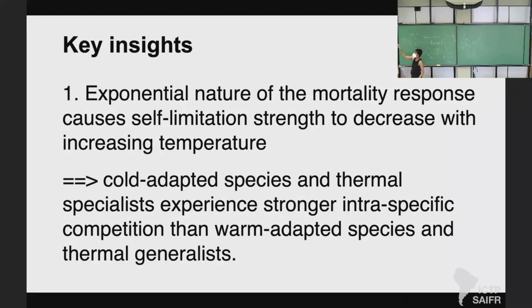This is universally true. The exponential nature of the mortality response causes the self-limitation strength to decrease with increasing temperature, right? Because the more mortality you suffer, the shorter the time you live, the less strongly you can limit your conspecifics. Cold adapted species and thermal specialists experience stronger intraspecific competition than warm adapted species and thermal generalists. You cannot argue with that because the temperature response of mortality is the temperature response of mortality. It's what the species exhibit, and it's true for lots of different species.